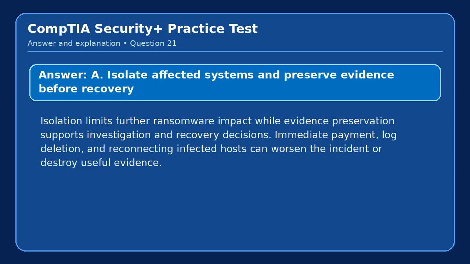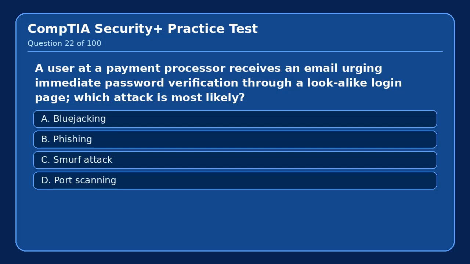The answer is B. Phishing. Phishing uses deceptive messages and spoof pages to trick users into giving up credentials or sensitive information. Bluejacking, Smurf attacks, and port scanning describe different technical activities.